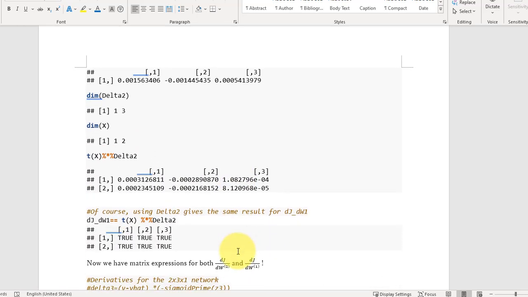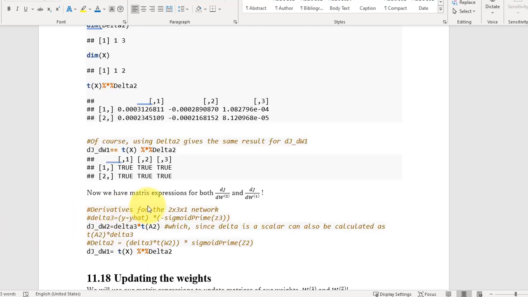And if we do this, we can see that we get the same result. We're doing a test here, and we can see that we get the same result as we did for this, because all of these are true. So this is another way to rewrite this using this delta 2 matrix. Okay, so anyway, now we have expressions for this one and this one.